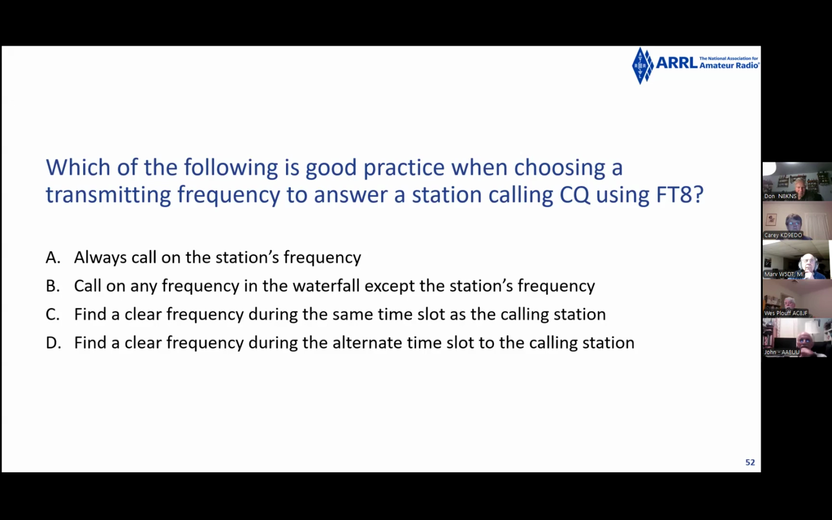Wes, you're frozen, I think. Yeah, we're not here. Yeah, I'm sorry. I think things froze up at my end.